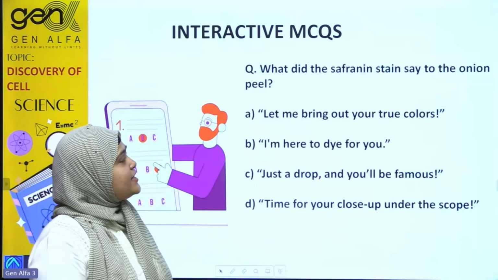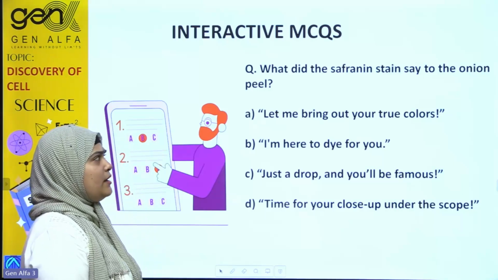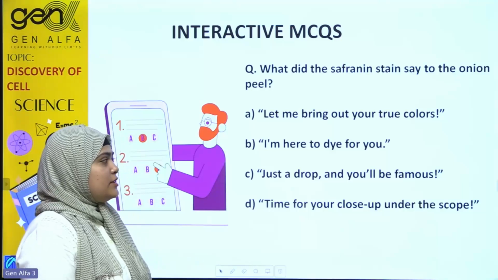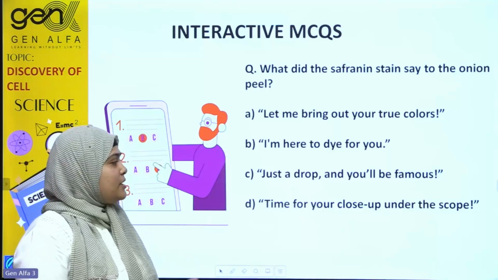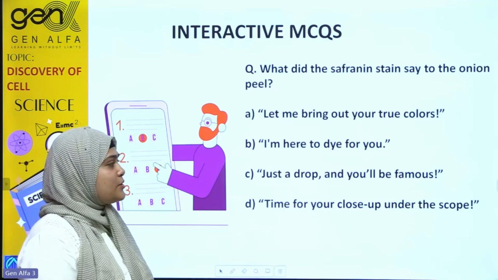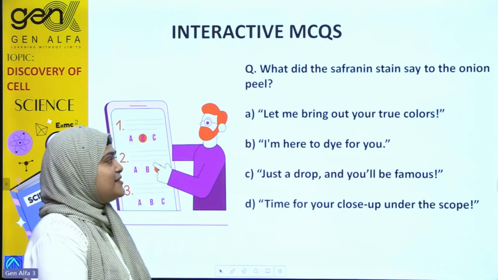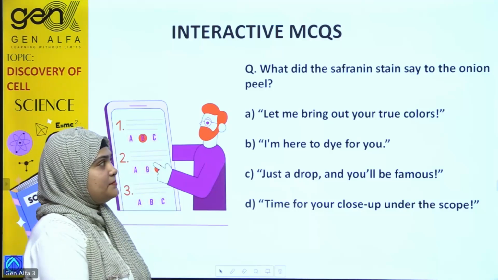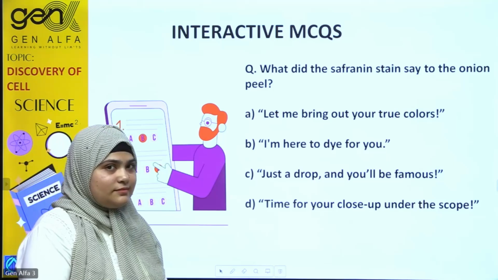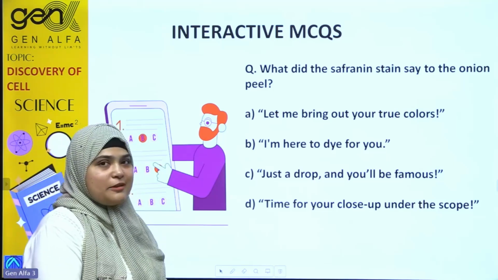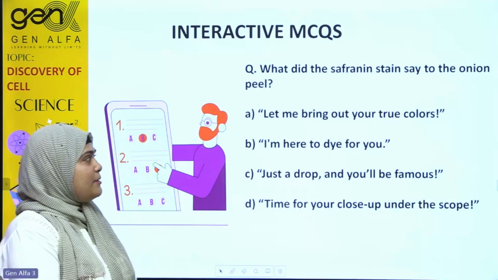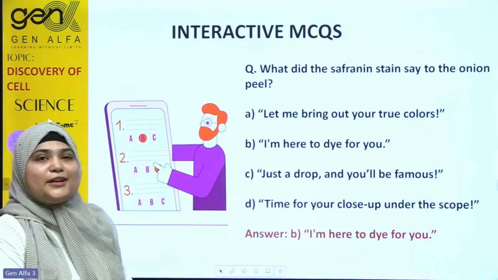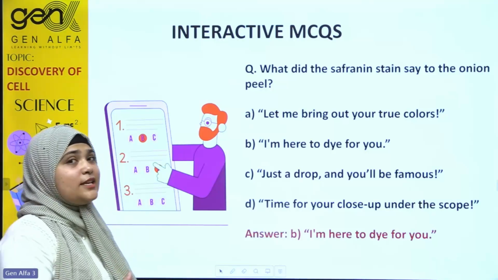Another question. What did the saffron stain say to the onion peel? Let me bring out your true colors. I'm here to dye for you. Just a drop, and you'll be famous. Time for your close-up under the scope. Tell me the correct answer. I'm sure you are confused between option A and B: let me bring out your true colors, or I'm here to dye for you. What is the correct answer? I'm here to dye for you. Stains are used to dye the cellular components.